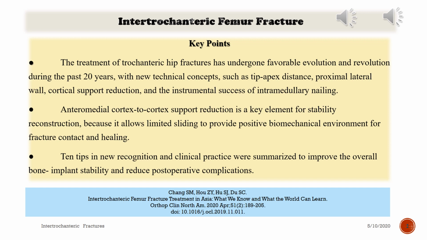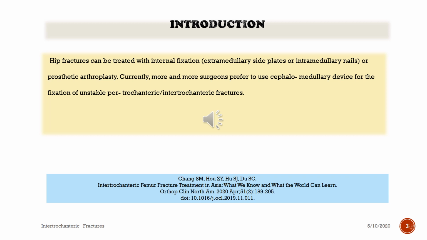Introduction. Hip fractures can be treated with internal fixation, extramedullary side plates or intramedullary nails, or prosthetic arthroplasty. Currently, more and more surgeons prefer to use cephalomedullary devices for the fixation of unstable paratrochanteric fractures.